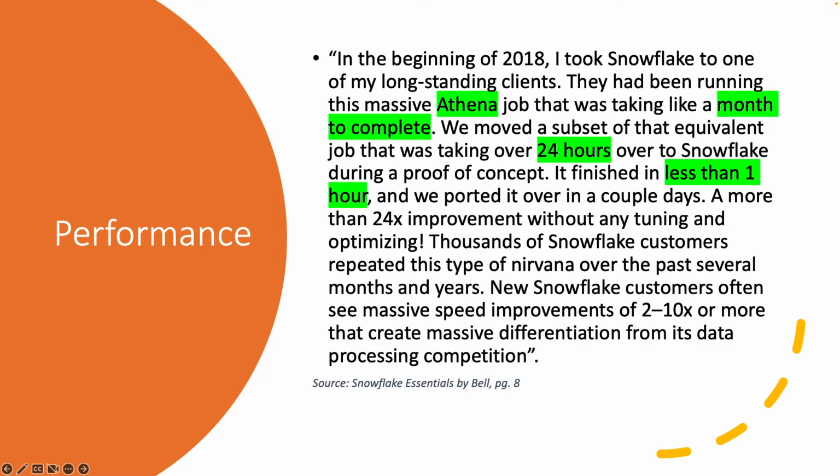So more than 24 times improvement without any tuning and optimizing. Thousands of Snowflake customers repeated this type of nirvana over the past several months and years. New Snowflake customers often see massive speed improvements of 2 to 10x or more that create massive differentiation from its data processing completion. So if we look at this, it said a 24-hour job on Athena took less than 1 hour in Snowflake, which means that a month-long job, a 30-day job in Athena, would take just a little bit over a day to complete with Snowflake, which is such a great improvement. This kind of speed is why Snowflake really disrupted the industry and made a lot of people move over.